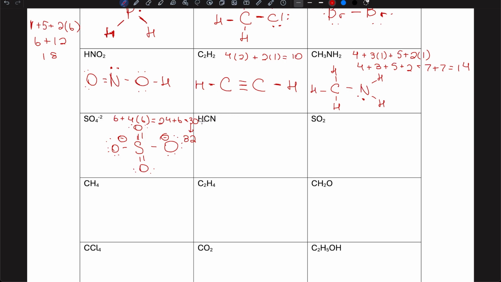Hydrogen cyanide, this is a pretty popular molecule. It's very, very, very poisonous. Hydrogen has 1 valence electron. Carbon has 4 valence electrons. Nitrogen has 5 valence electrons, so this adds up to 10 valence electrons.